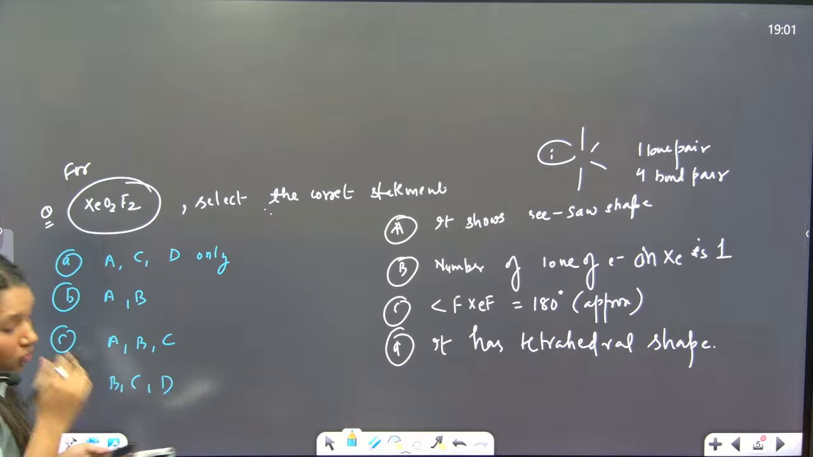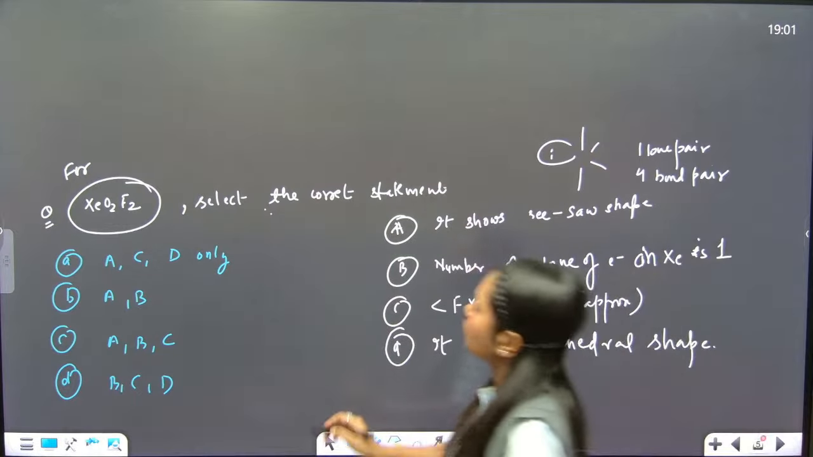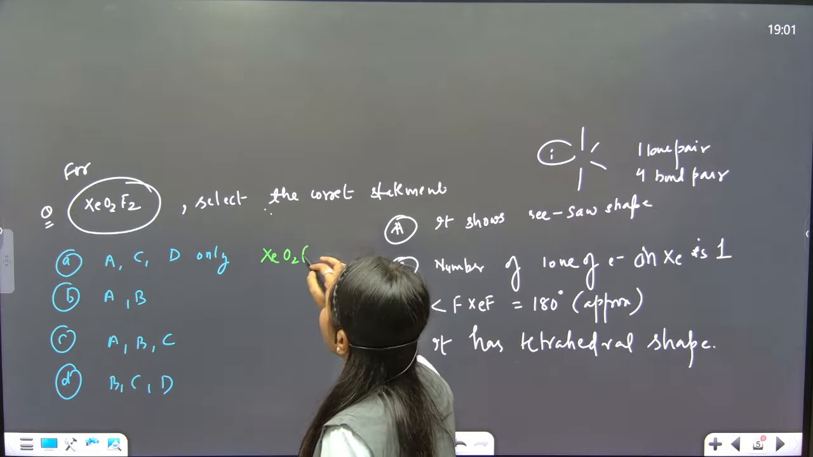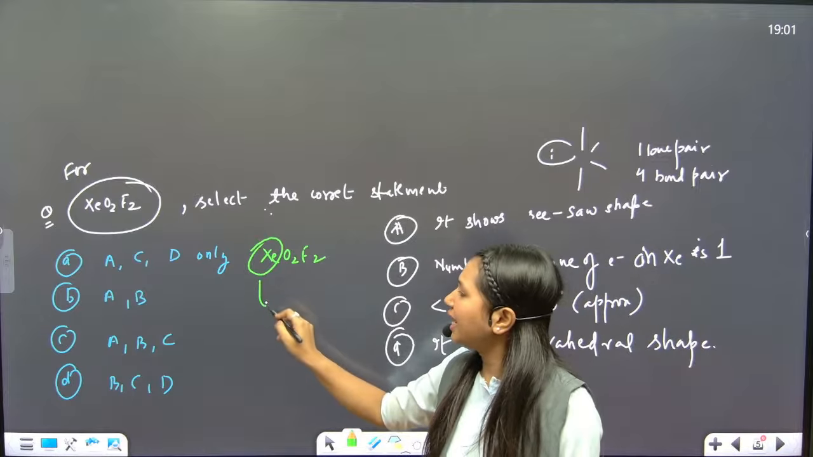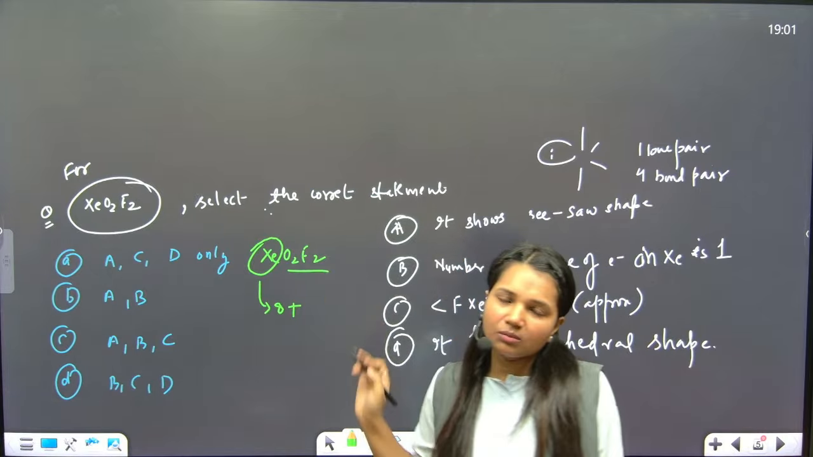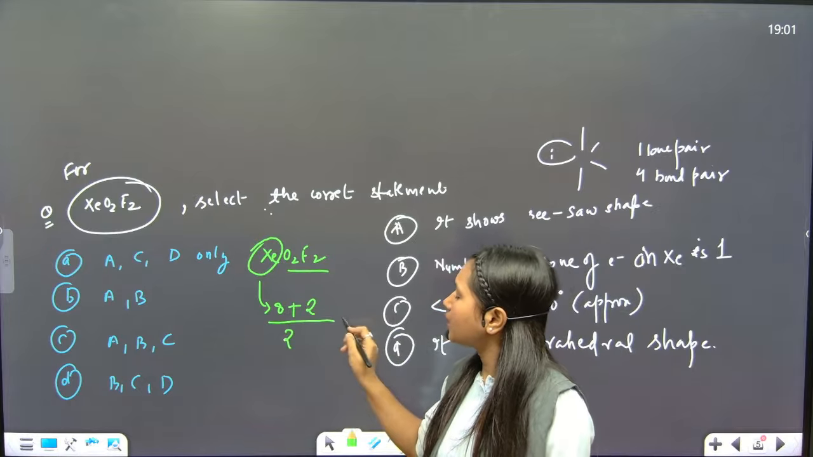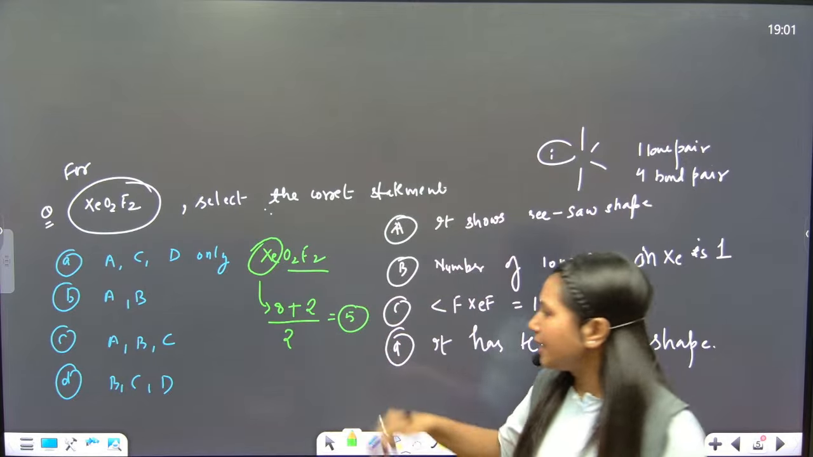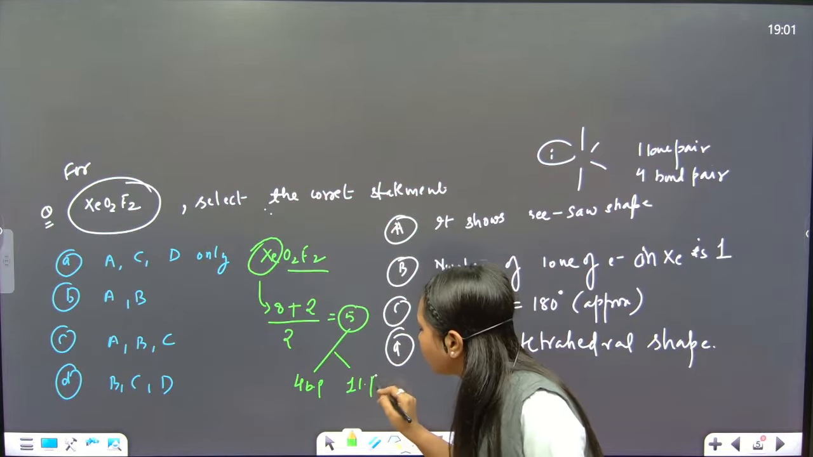So what we will do, we'll try to eliminate the options. Let's take XeO2F2. Central atom xenon. How many valence electrons for xenon? 8. How many monovalent atoms are there? Fluorine is the monovalent atom. So (8 plus 2) divided by 2, the number which we got is 5. Out of 5, 4 bond pairs and 1 lone pair, right?